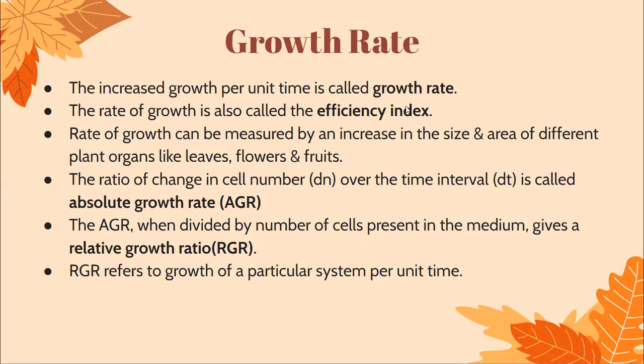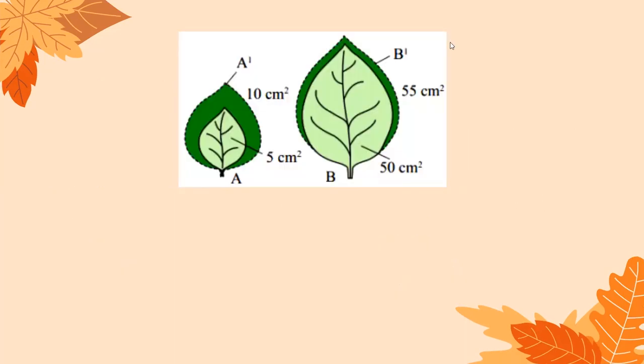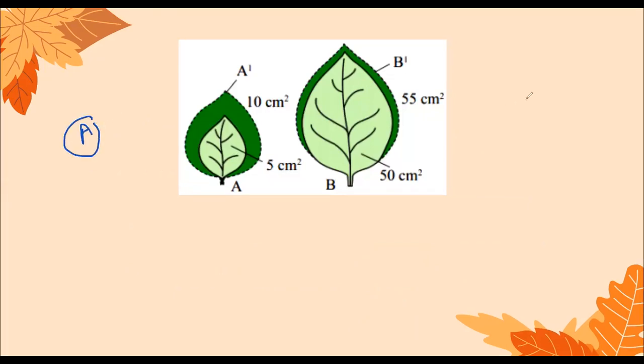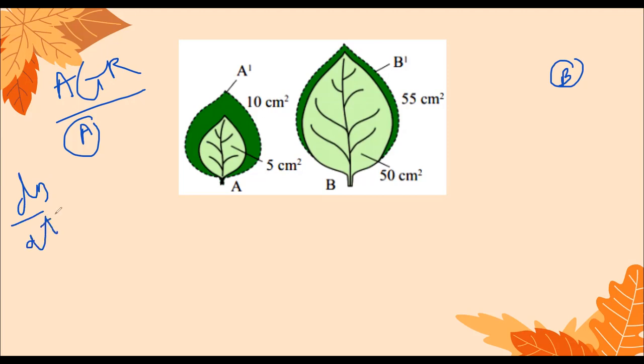Fine. So if you see this, two leaves are there over here. If you take leaf A and at the same time leaf B, what is the AGR, absolute growth rate, and what is the relative growth rate? First, if you look at the absolute growth rate, how much increase has happened? Let's say dn upon dt gives you AGR, but here we need not calculate, just by looking at the numbers you can tell me. From 5 centimeter, it has increased to 10 centimeters. So how much increase has taken place?